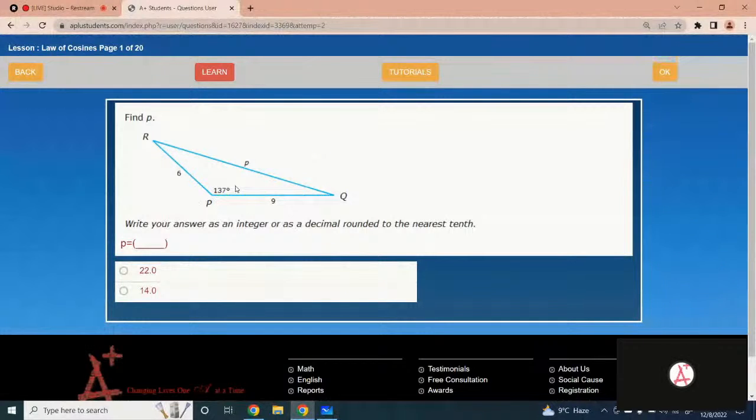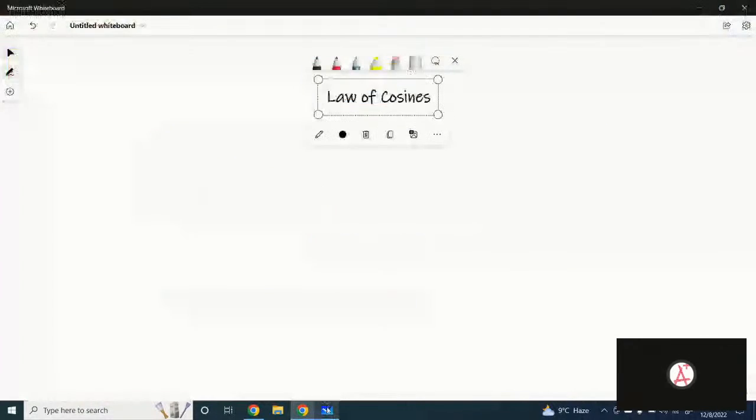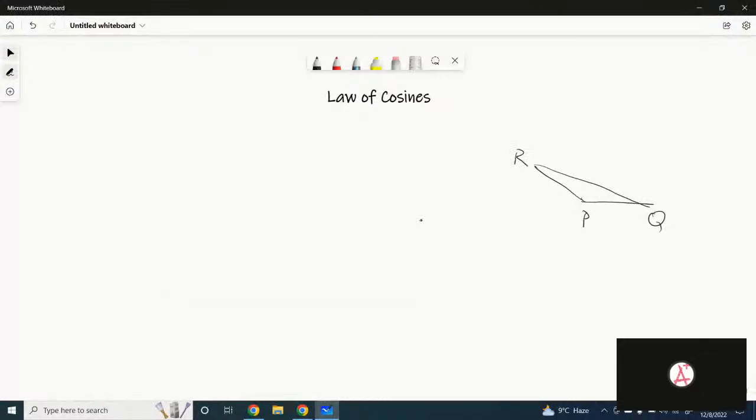So let's start with the cosine law. Let me draw the triangle on the board. Okay, the triangle is P, Q and R. Here you have P, here you have R, and here you have Q. So you are given Q equals 6, R equals 9, and the angle you are given is 137. Got it? So you have to use the cosine law. We have to find the side P.